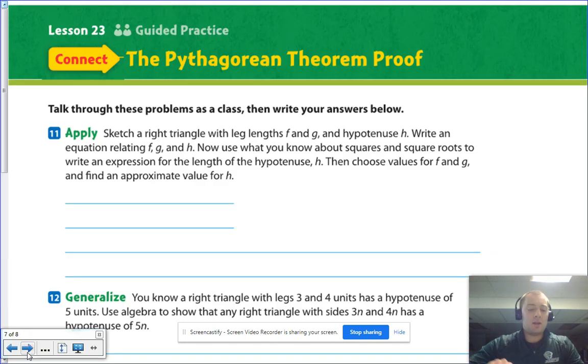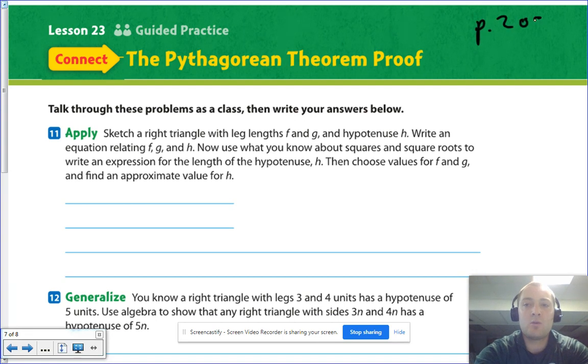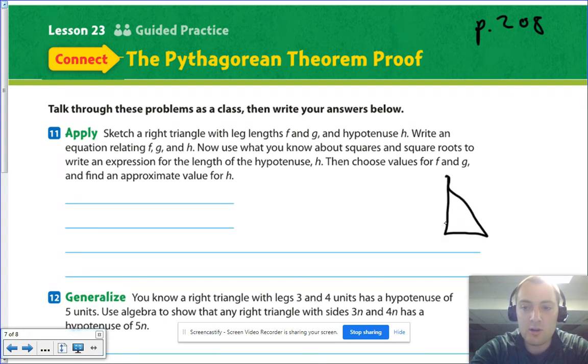So if you go on in your notes book, it's on page 208. We're going to work through starting at number 11 here on page 208. So it says sketch a right triangle with legs F, G, and H is the hypotenuse. So do that. Here's my right triangle. Remember, a right triangle has to have a right angle. I got that little thing on the top.